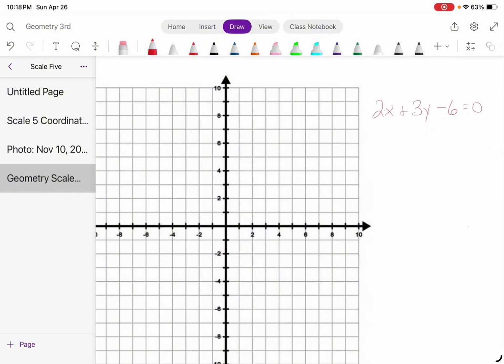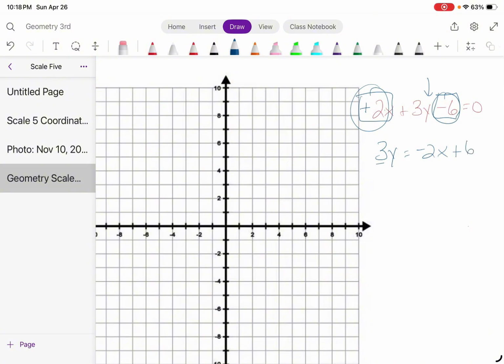Okay, since that one is a little bit more difficult, I do want to work another one. Again, main thing is we're trying to get y by itself. This is a positive 2x and a negative 6 that we're actually going to move to the other side first. And we can move them both in the same step. 3y stays put. Plus 2x turns into minus 2x. Minus 6 turns into plus 6 when you move it to the other side of the equal sign.